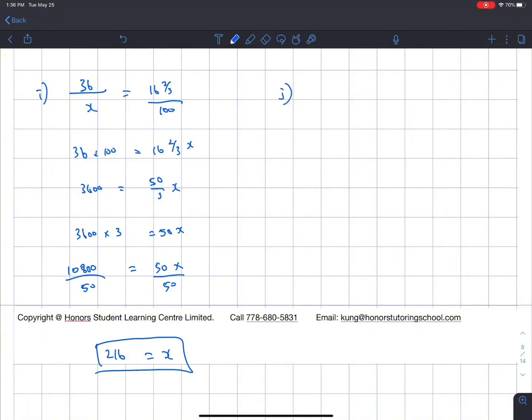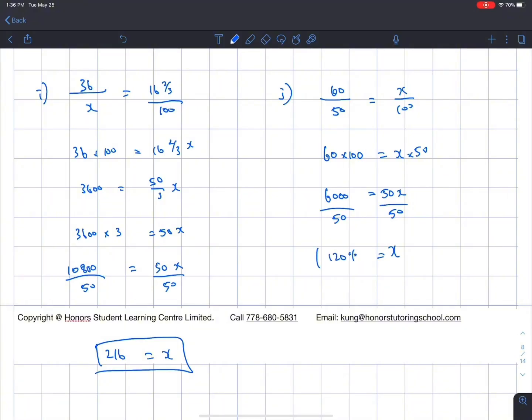J, 60 is what percent? So 60 is the amount. What percent? So x over 100 of 50. So 50 is the base because it's of the base. We cross multiply, and we get 6,000 equals 50x. And we divide both sides by 50. We get x equals 120. And this will be 120%.